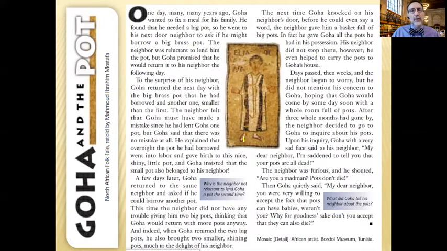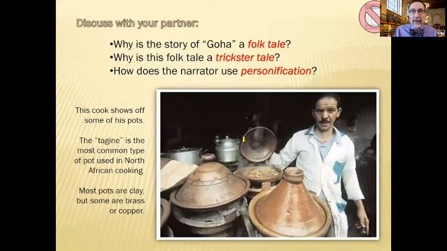Well, for goodness sake, why don't you accept that they can also die? All right, that's our story right there. We have two tricksters in a way. One is successful, that's Goha, and the other is the neighbor who thinks he's going to pull the wool over Goha's eyes, but he's not able to pull that off.